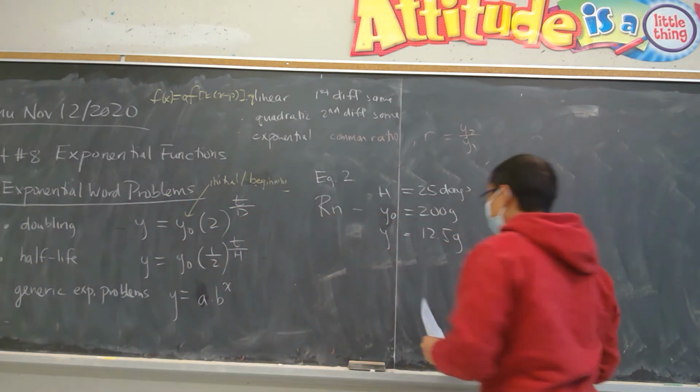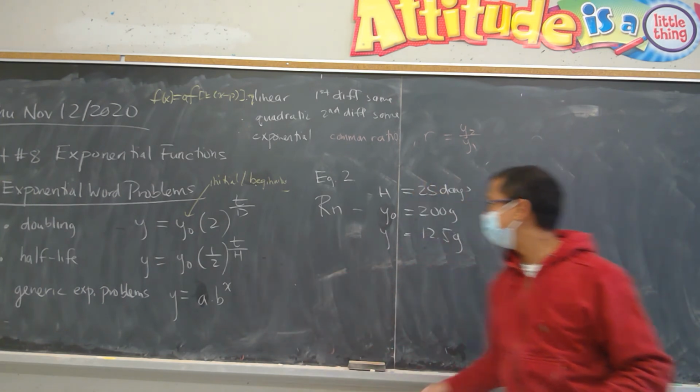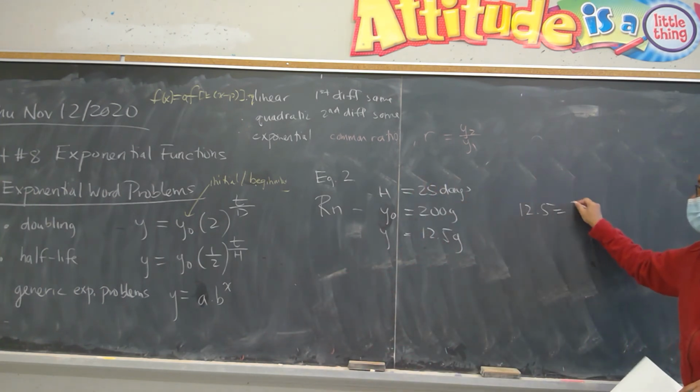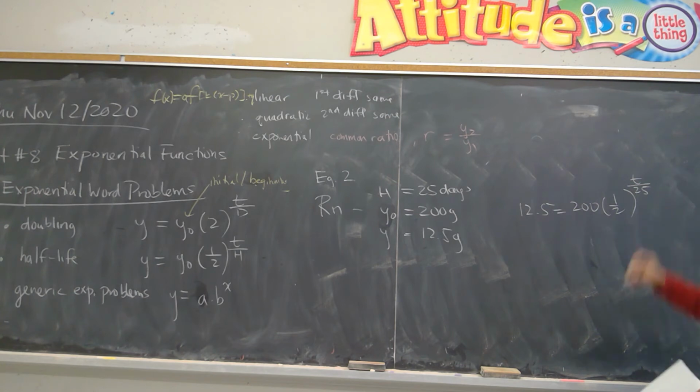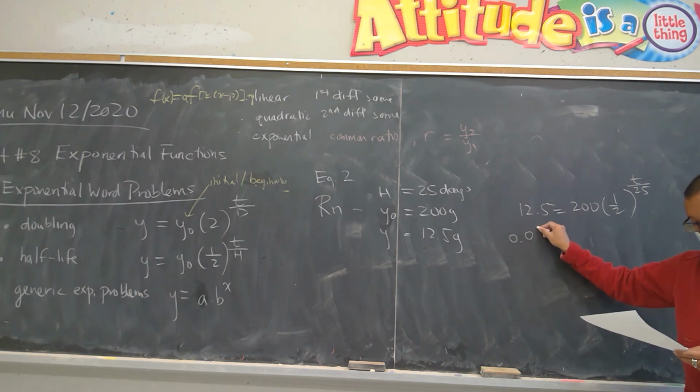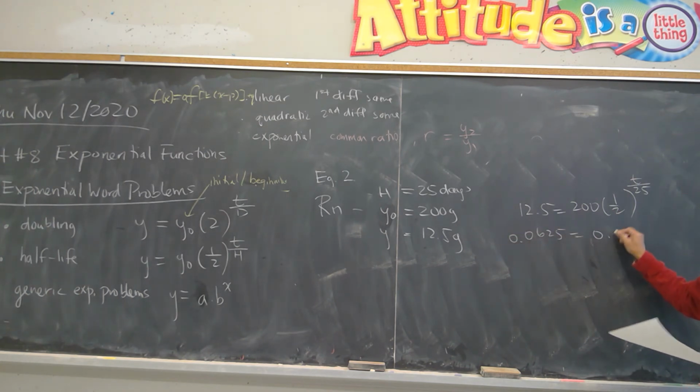So how would I set this one up? A lot of you realize, again, it's a half-life problem. 12.5 is equal to 200 times a half to the t over 25, where the half-life is 25 days. I think that's pretty straightforward. In this question, very similar to our example 2 with the insect one that we had, we divide both sides by 200, which I think gives us 0.0625 is equal to the half to the t over 25. Now let's use decimals.